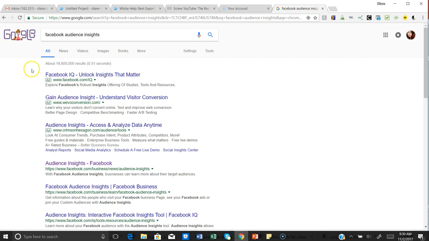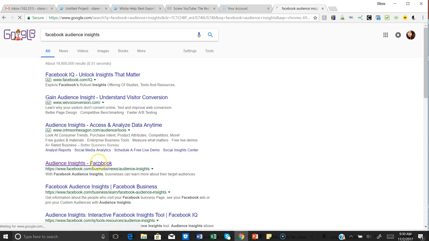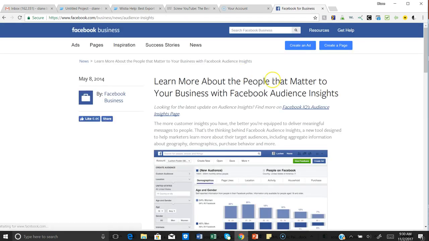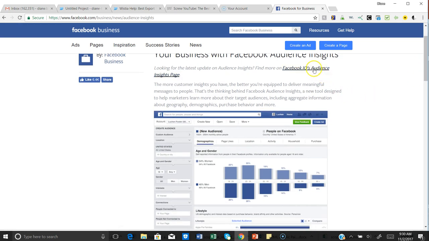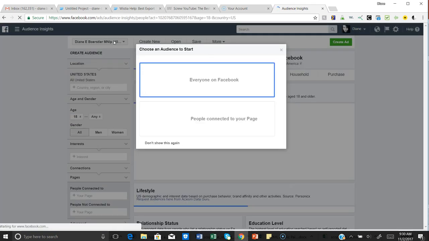Okay, so as you can see, I've gone to Google, I've typed in Facebook Audience Insights. The direct link is also in your PowerPoint. So if you download your PowerPoint frames, then you will see that as well. So this right here explains Facebook Audience Insights. Okay. And so we go to Facebook IQ Audience Insights page, go to Audience Insights, and I'm showing you this just in case they change the URL. That way you know how to actually get there.